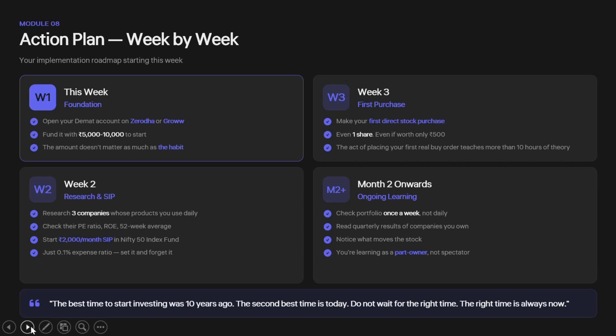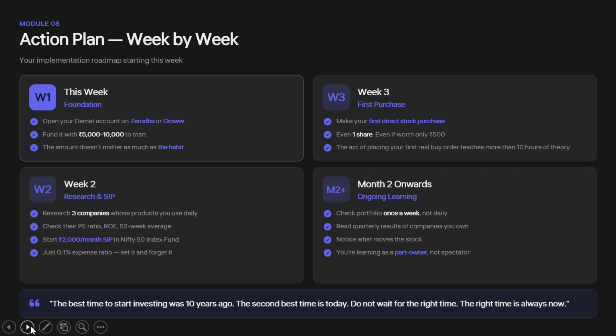In week 2, research 3 companies whose products you use every day. HUL, you use their soap. TCS, you know their reputation. HDFC Bank, you may even have an account with them. Check their PE ratio, ROE, and whether the stock is above or below its 52-week average.